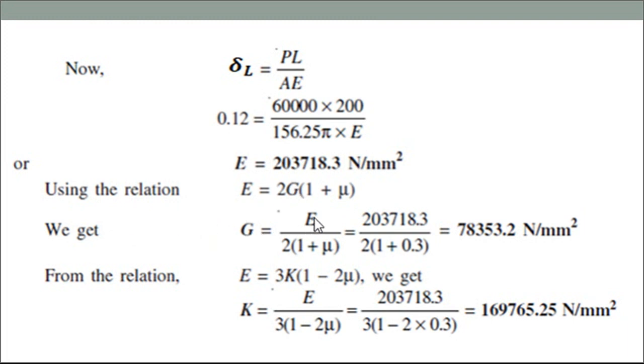So G is equal to E divided by 2 into (1 plus mu). So put all these values of E and mu, and you will get the G value in Newton per mm square. And from one more relationship, E is equal to 3K into (1 minus twice of mu). So this relation also we derived in the previous video lecture.